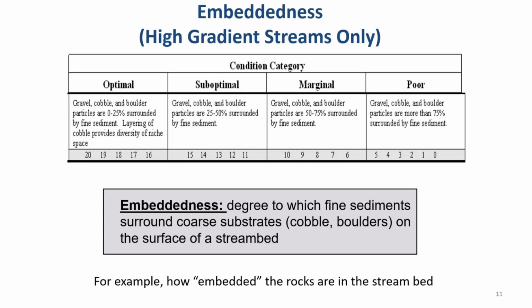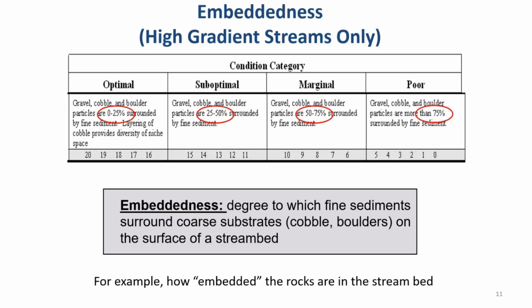If it's an optimal stream, those rocks are only going to be surrounded by 0 to 25% fine sediment. So it's going to have lots of places for macroinvertebrates to live. There are little nooks and crannies for them. If it's 25 to 50%, it would be in the suboptimal range. Marginal would be 50 to 75% covered by fine sediment. And if it's more than 75%, that would be poor.